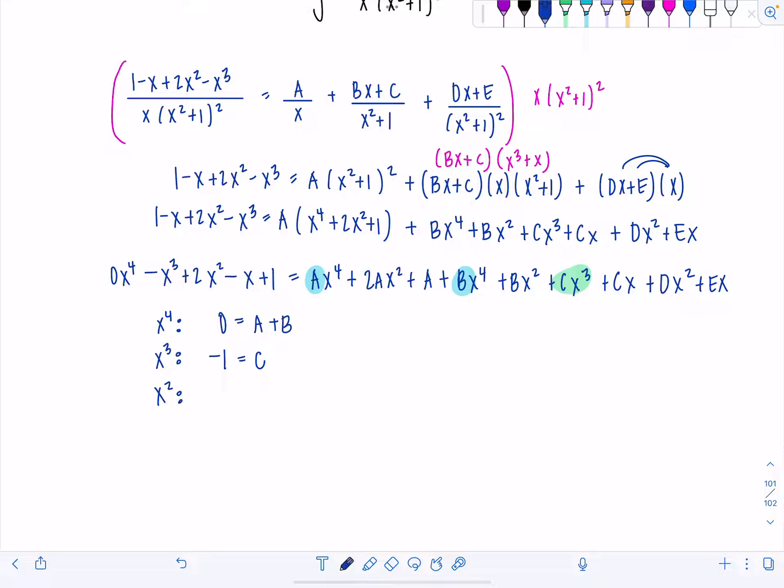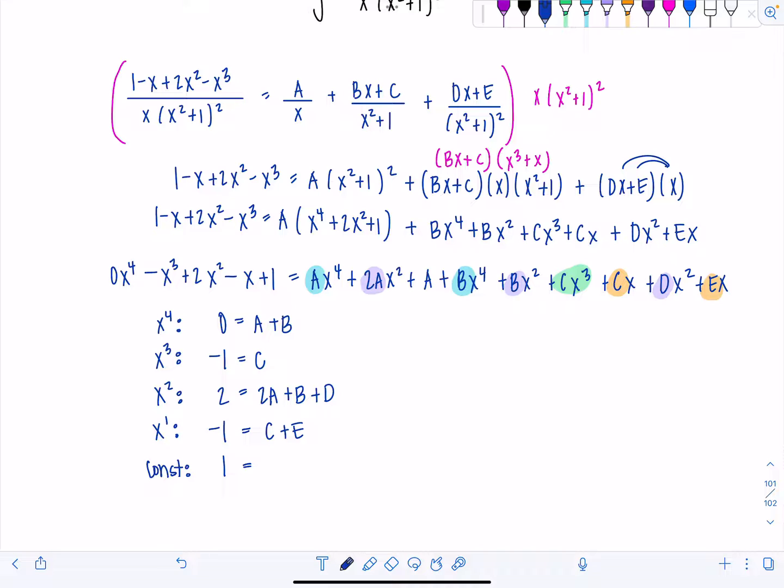Now x squared. We have 2x squared on the left. Where are all our x squareds? We have 2A plus B plus D. And then x to the first: we have a negative 1x to the first on the left, and then, let's see, C plus E, right? C plus E. And then the constant, x to the 0. We have positive 1 on the left. And then who are our constants over here?